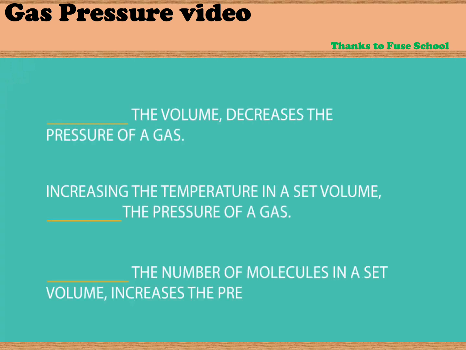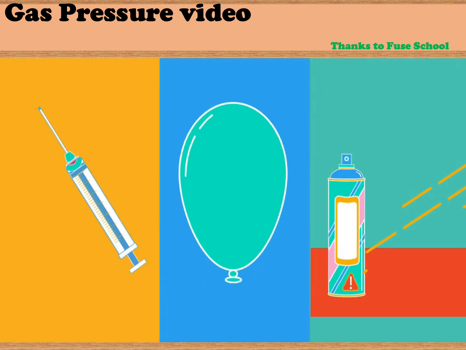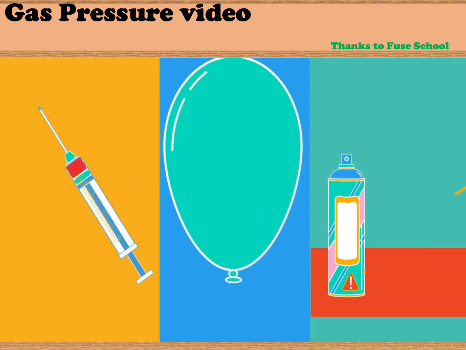Pause the video and fill in the missing words. Did you get them right? So there we have the effects of volume, temperature and molecules on the pressure of a gas.